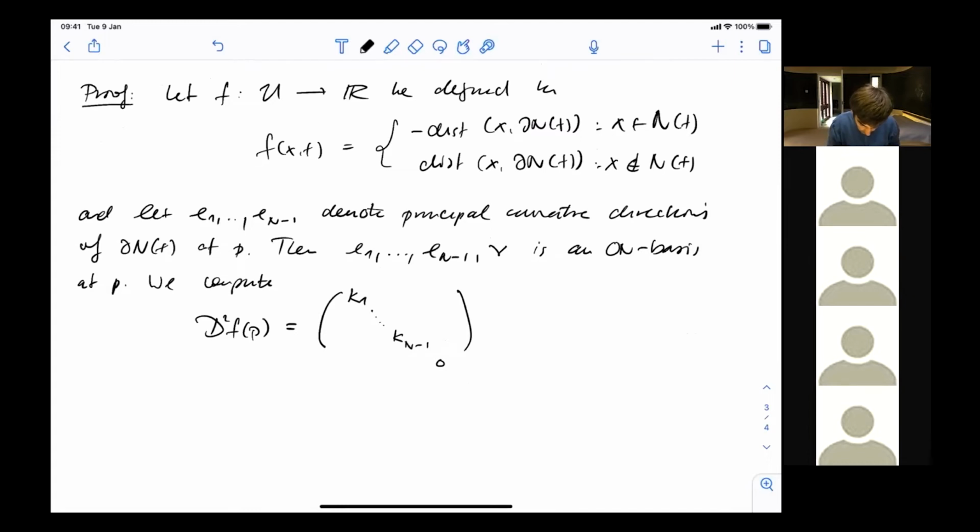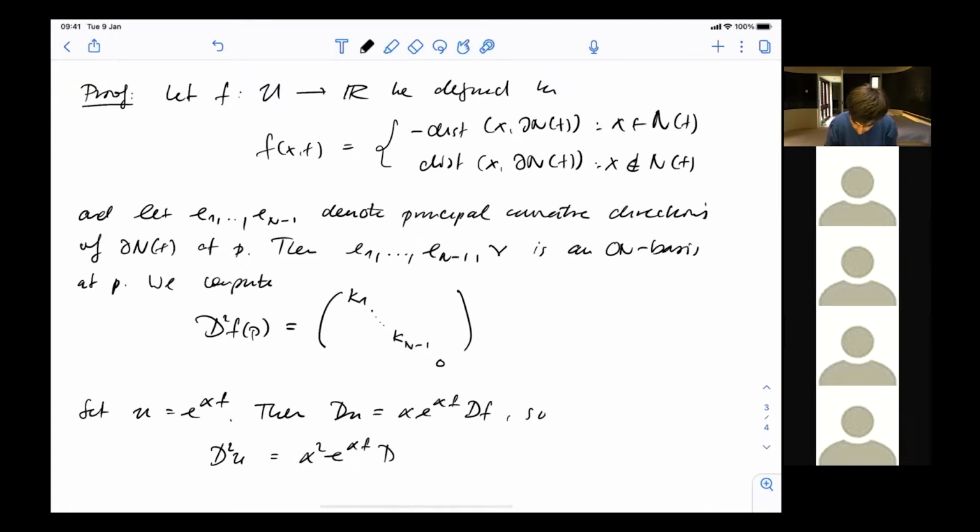Now we set u equals e to the alpha f. Just as a good test function, we've seen this all in PDEs. Then du is just alpha e to the alpha f times df. So what do we get? We get that the Hessian of u is alpha squared e to the alpha f df transpose df plus alpha e to the alpha f d squared f.